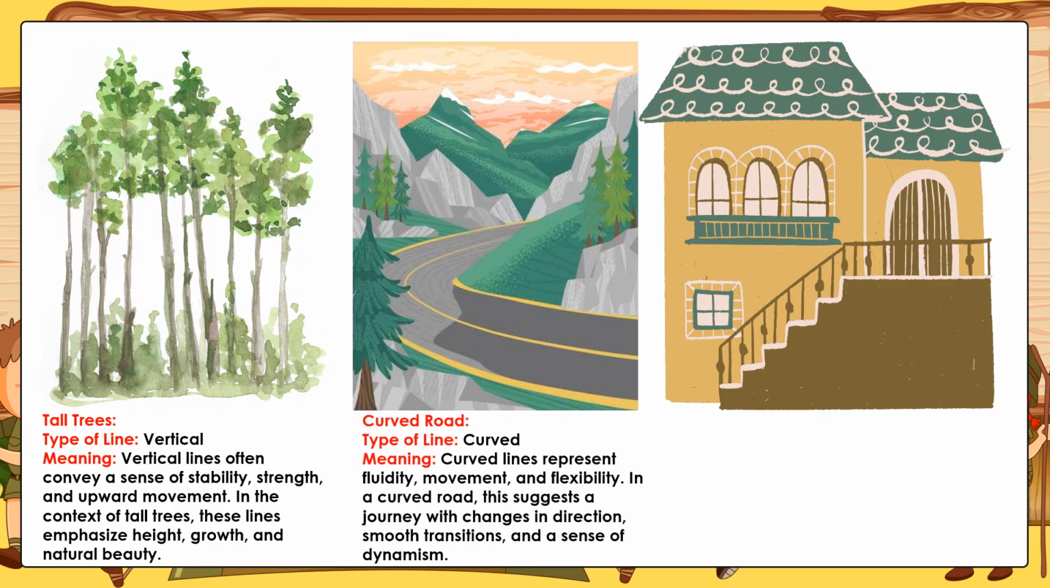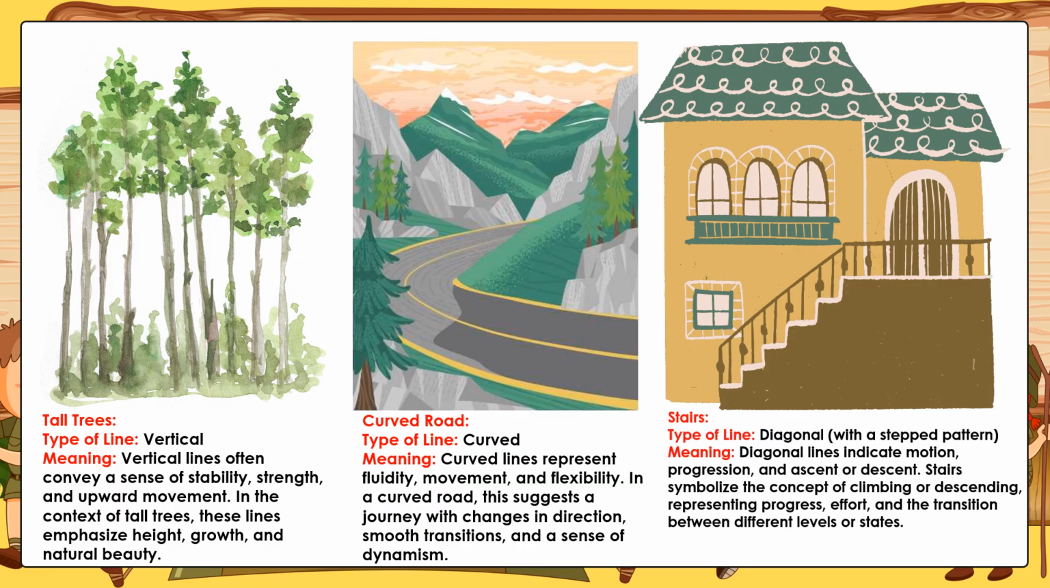The second picture is curved road. Type of line is curved, meaning curved lines represent fluidity, movement, and flexibility. In a curved road, this suggests a journey with changes in direction, smooth transitions, and a sense of dynamism.